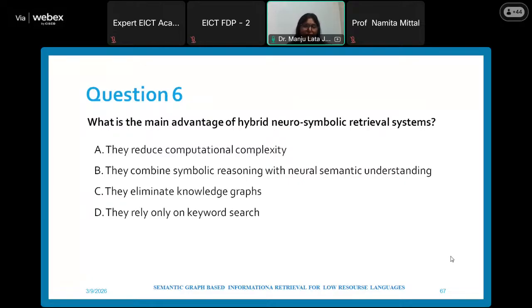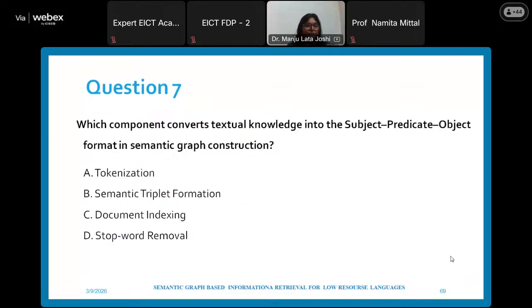Now I have a few questions here. What is the main advantage of hybrid neurosymbolic retrieval systems over semantic graphs, in fact? The first option: they reduce computational complexity. Second: they combine symbolic reasoning with neural semantic understanding. Third: they eliminate knowledge graphs and rely only on keyword search. The correct answer here is they combine symbolic reasoning with neural semantic understanding. That is how they create the hybrid.